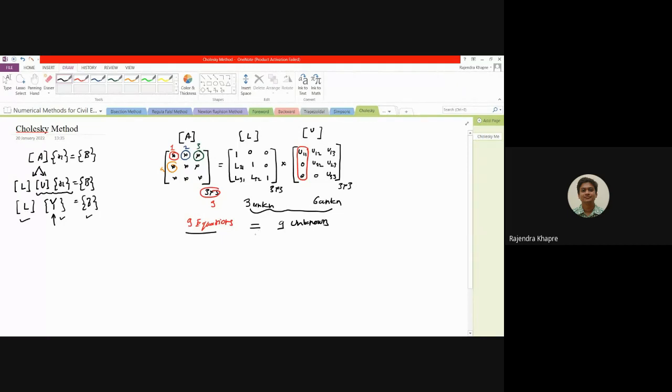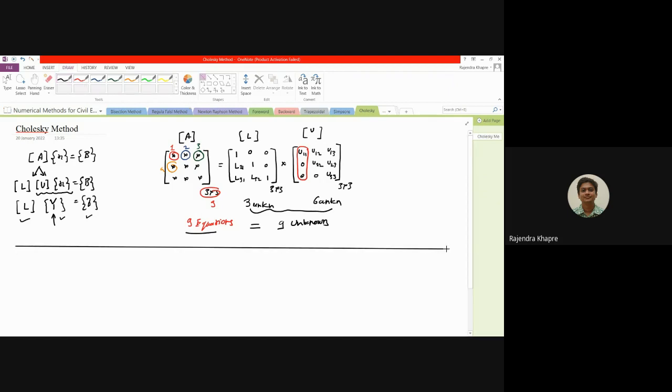Since the equations and the unknowns are of the same number, we can definitely find out these values, and then we can easily break the given matrix into two matrices, the lower triangular matrix and the upper triangular matrix. Okay, is it fine, students? Yes, sir. Okay, so let us take a simple example.